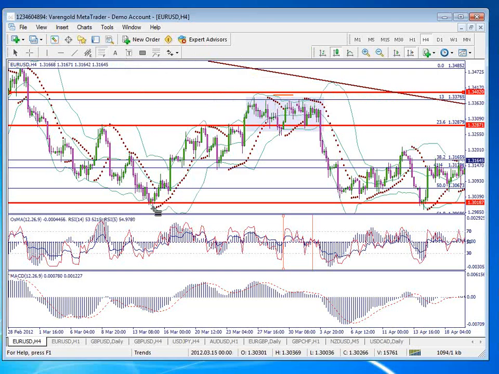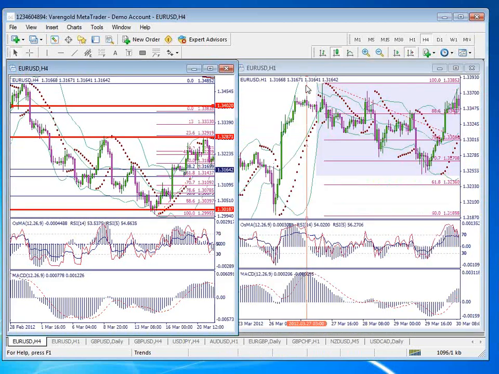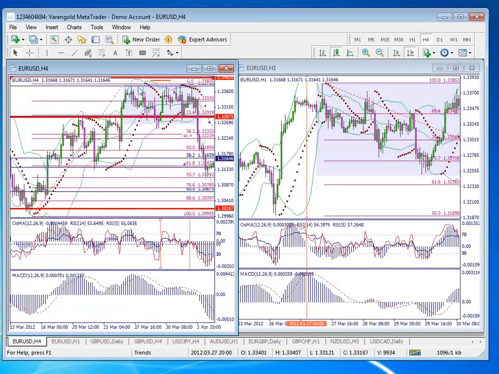I will put again the Fibonacci on the last wave, and we will go to see what is the problem in this area. So the first signal will be here in this area.